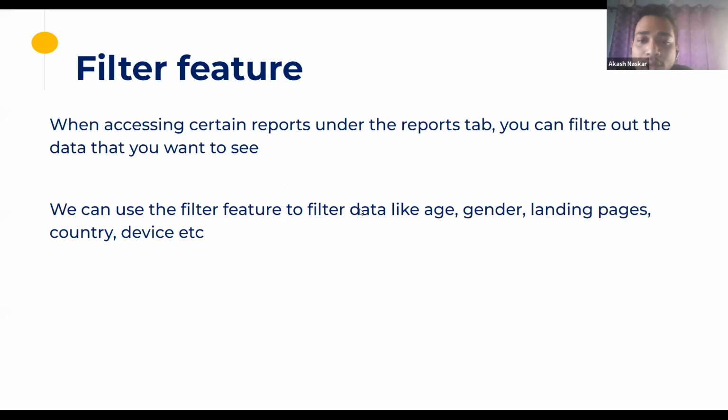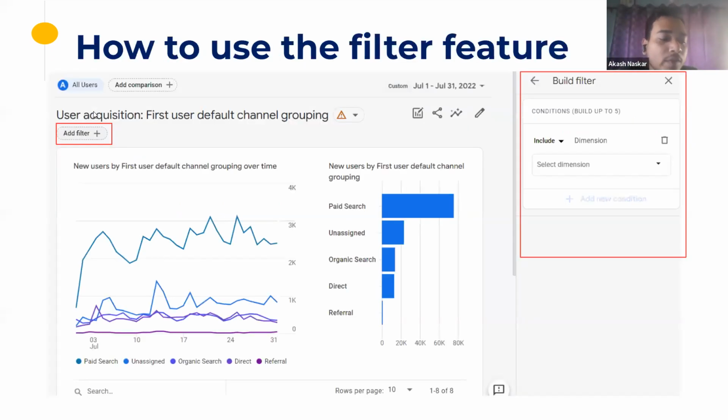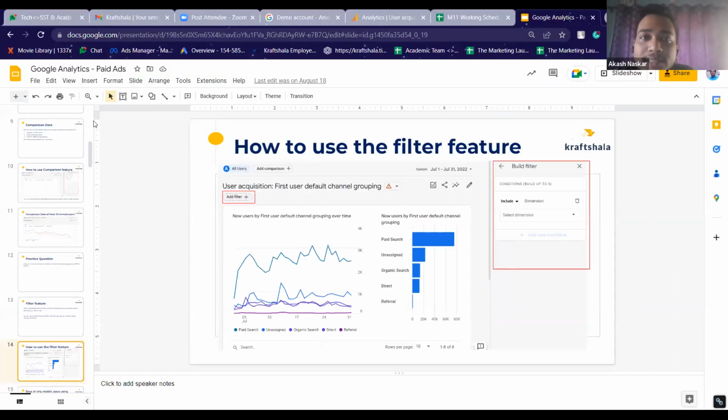So what can you filter out? You can filter out data like age, gender, landing page, country, devices, etc. So you can use this filter functionality on all the data that you have. You can filter and only see a specific segment of data. So how can we do this? We can do this by this filter section.